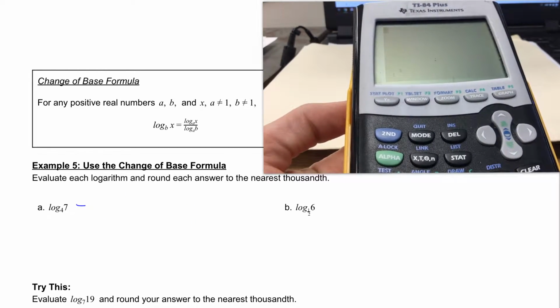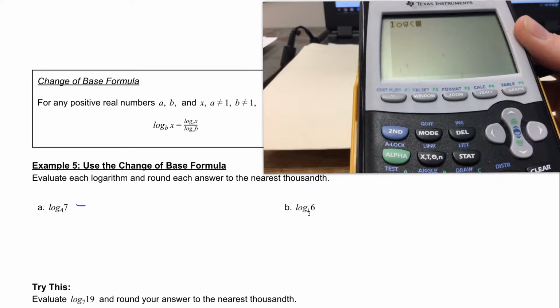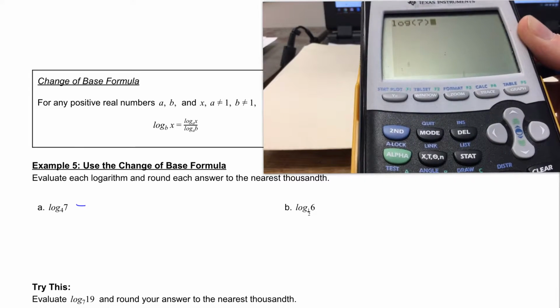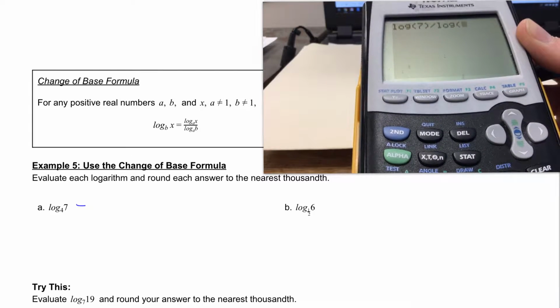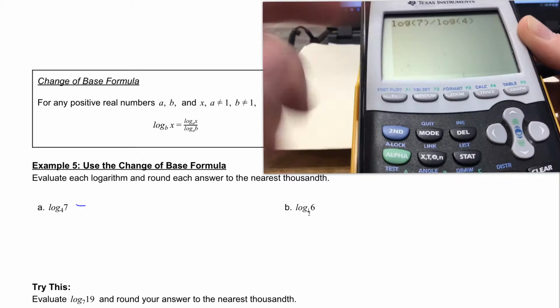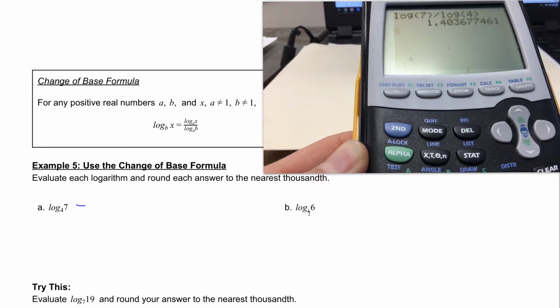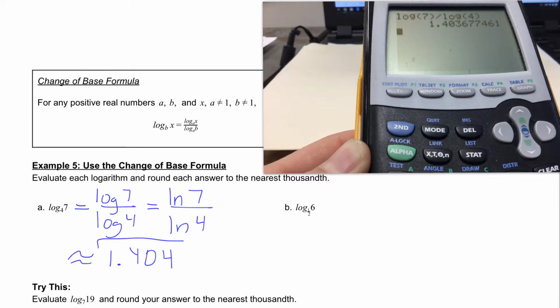Then you're going to plug that into your calculator, and I'm going to show you what that should look like. So if we plug in our calculator, we'd have the log of 7. Make sure you close that parenthesis, then divide it by the log of 4, and close that parenthesis. If you hit enter, we have 1.403677. This says to round it to the nearest thousandth, so this would be approximately 1.404 in the thousandth spot.